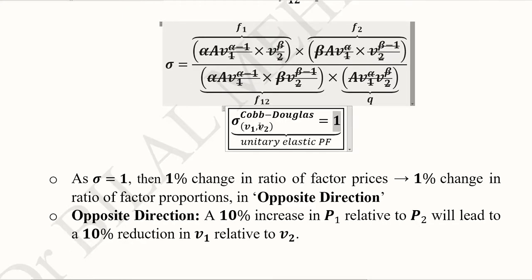It shows that in the Cobb-Douglas production function, the elasticity of substitution, sigma, between v1 and v2, the two factors of production, is unitary in terms of value. So the Cobb-Douglas production function is actually a unitary elastic production function. So we can say, as an interpretation of this result, that a 1% change in the ratio of the factor prices will lead to a 1% change in the ratio of factor proportions in the opposite direction.